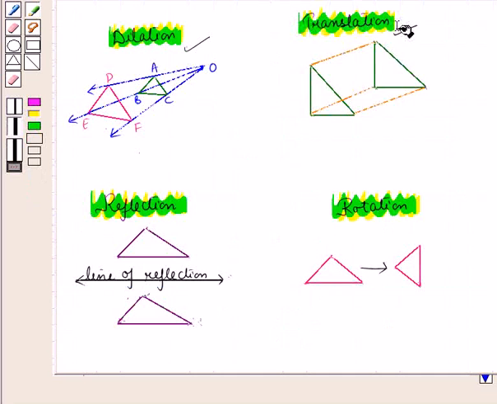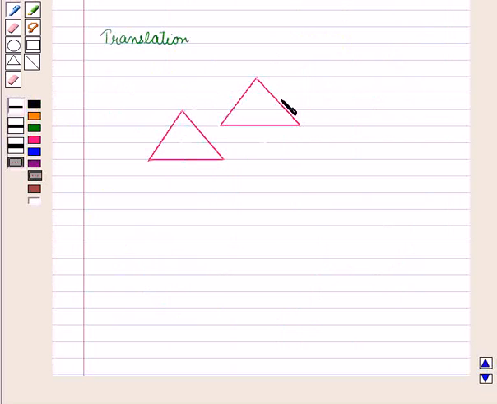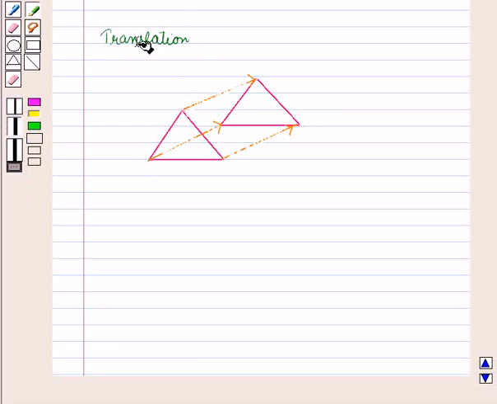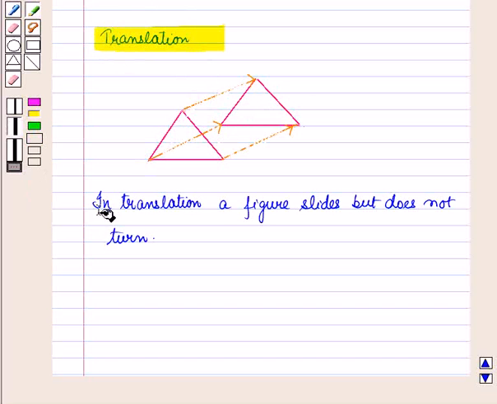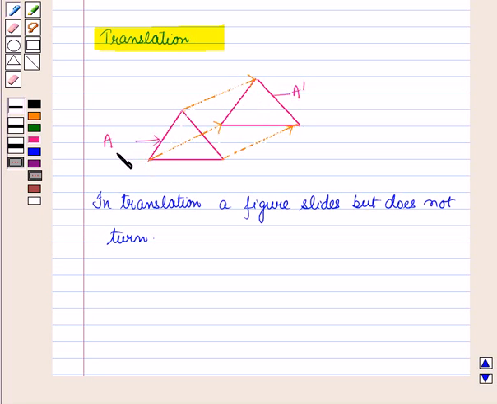And now we will discuss translation. Now in this figure you can see the two triangles are similar in size and shape. It just seems that the triangle is slided to another position. And this is called translation. Now a translation is a transformation in which a figure slides but does not turn. Every point of the figure moves the same distance and in the same direction, and the original figure and its image have the same size and shape. So here the triangle A and triangle A dash have the same size and shape.